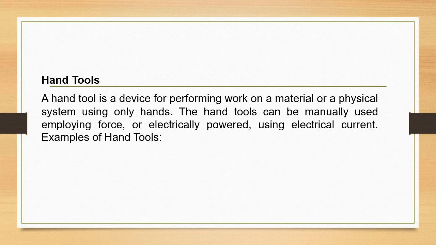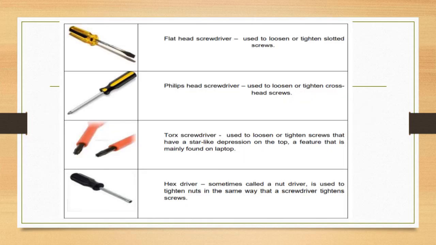Hand tools. A hand tool is a device for performing work on a material or a physical system using only hands. The tools can be manually used for employing force or electrical power using electrical current. Examples of hand tools are: number one, flat head screwdriver, used to loosen or tighten slotted screws. Phillips head screwdriver, used to loosen or tighten cross head screws. And torx screwdriver, used to loosen or tighten screws that have a star-like depression on the top, a feature that is mainly found on laptops.